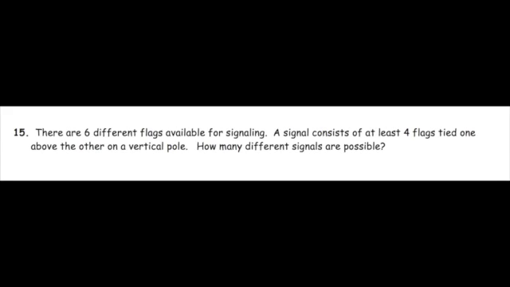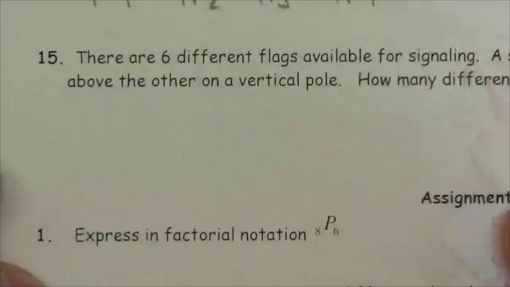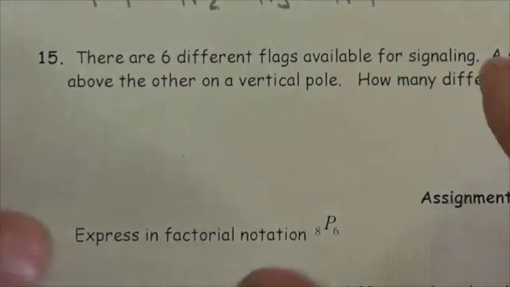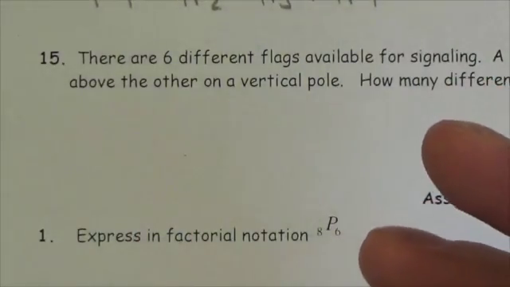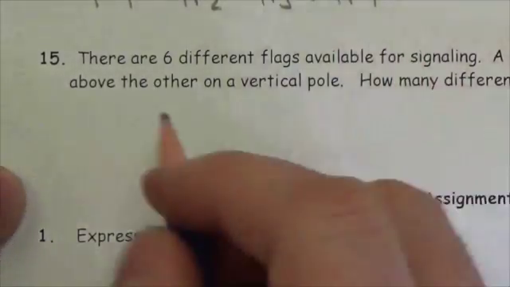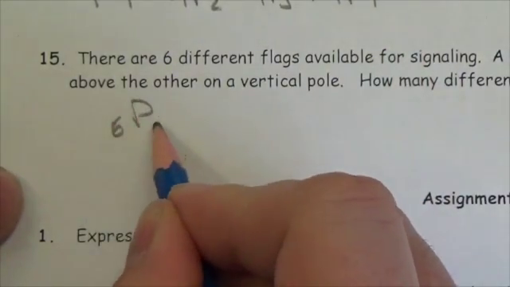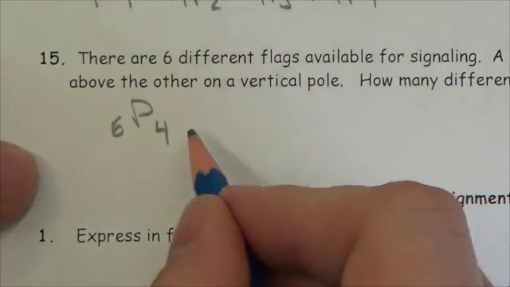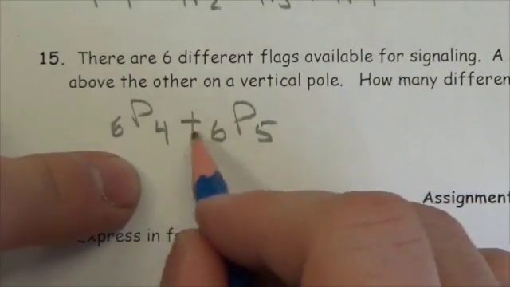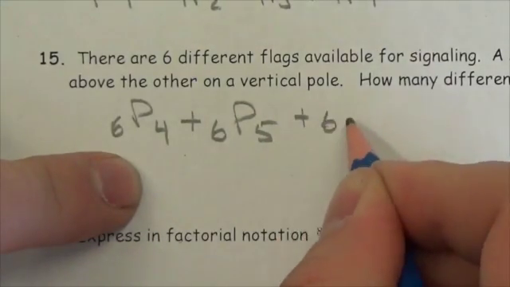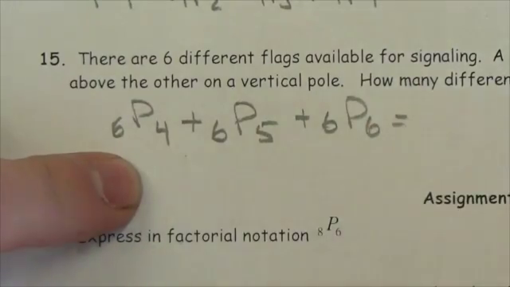There are 6 different flags available for signaling. A signal consists of at least 4 flags tied one above the other on a vertical pole. How many different signals are possible? If I'm going to use at least 4 flags out of 6 available, and order matters, because the order that you run those up the flagpole is going to make a difference, then to start off you could arrange 4 of them, or you could arrange 5 of them. You can't do that simultaneously, so I have to split this up with an addition. Or I could arrange all 6 of them up there.